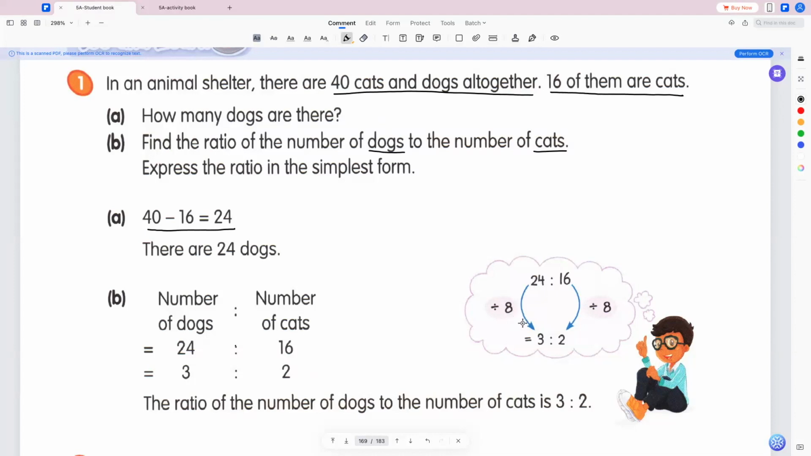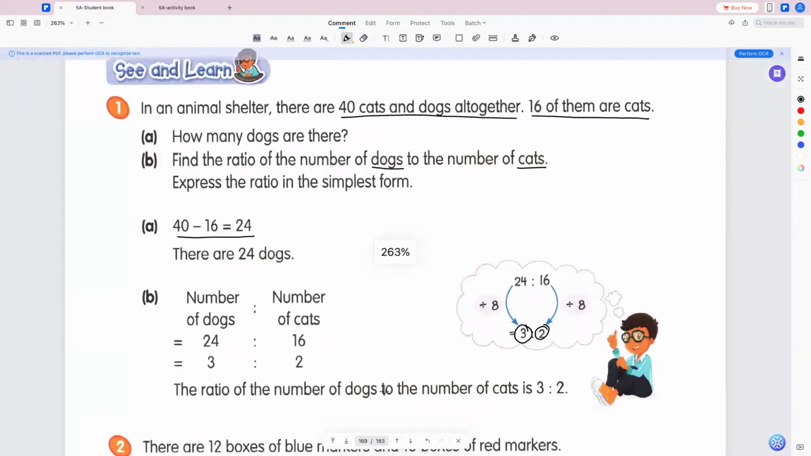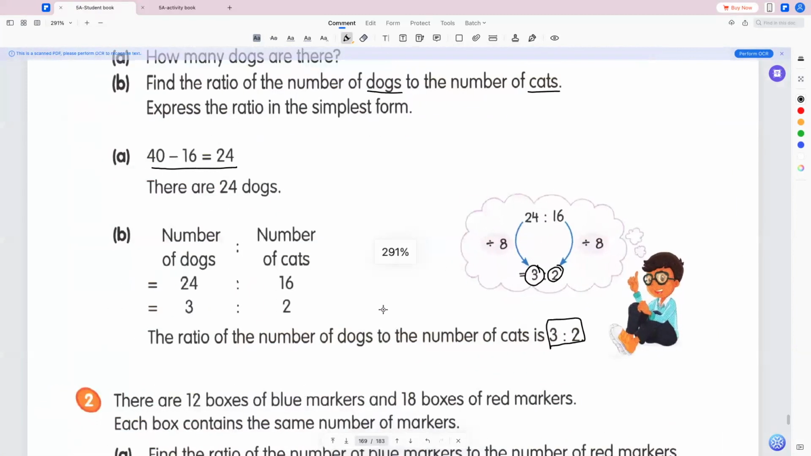So 24 divided by 8 gives us 3, and 16 divided by 8 gives us 2. So this is how we were simplifying our ratios last week, okay? So the ratio of the number of dogs to the number of cats is 3 to 2. Okay, that is our simplified ratio. Let's take a look at another question.